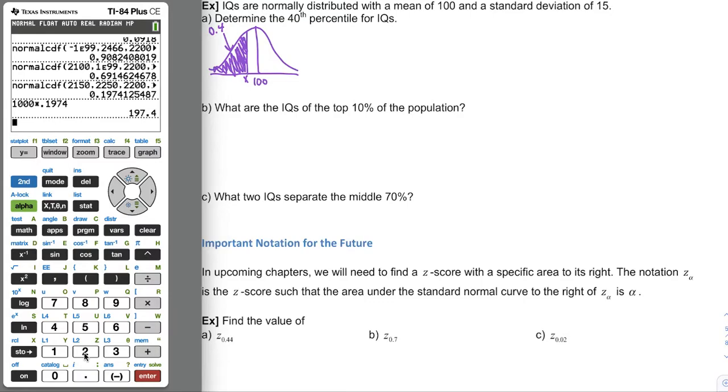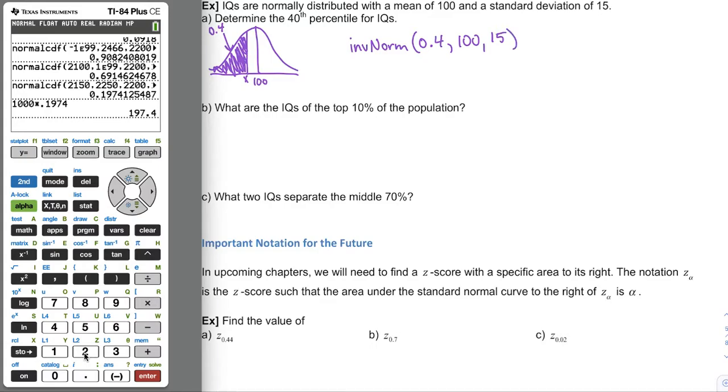And in order to do that, we use the inverse normal function because this time we were given an area. The normal CDF tells us an area. The inverse normal tells us an x value associated with a particular area. So we're going to do the inverse normal function. It needs three things: area to the left, which we've been given as 0.4, the mean, and the standard deviation.